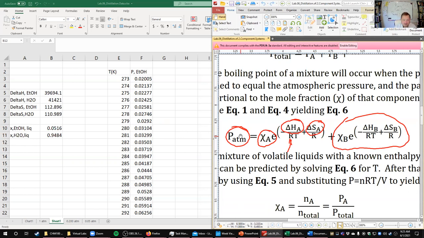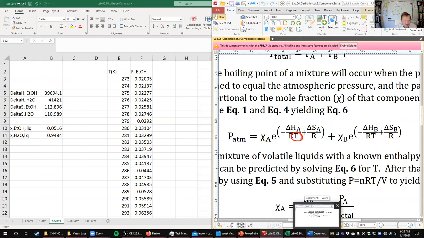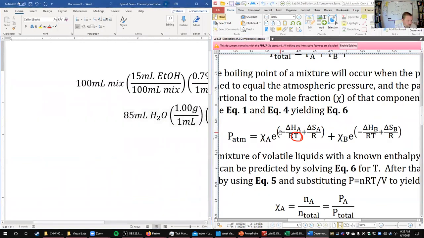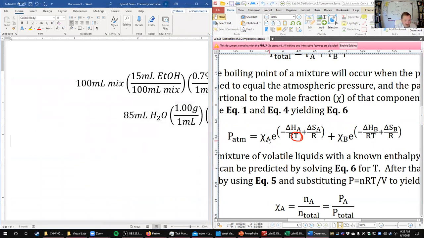But this winds up being something that, no matter how good you are at algebra, is a really, really hard thing to solve. The temperature, that's what we want. We want to set atmospheric pressure equal to 1 and solve for temperature, which is really hard to do. And so that's why I recommend using a solver. I would get it set up to the point where you can just type it in.